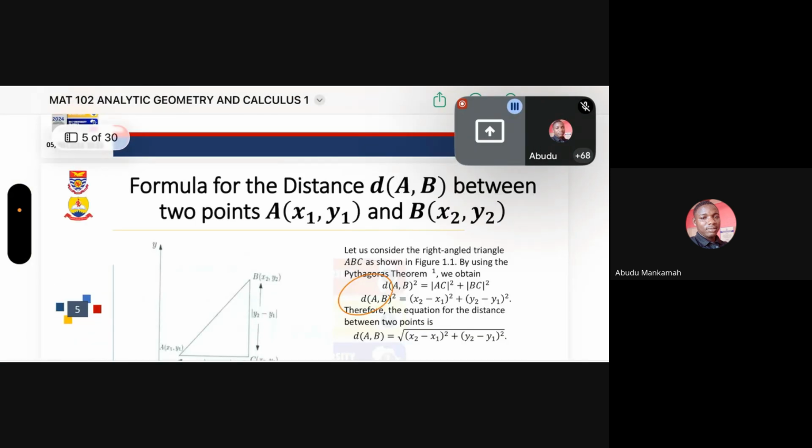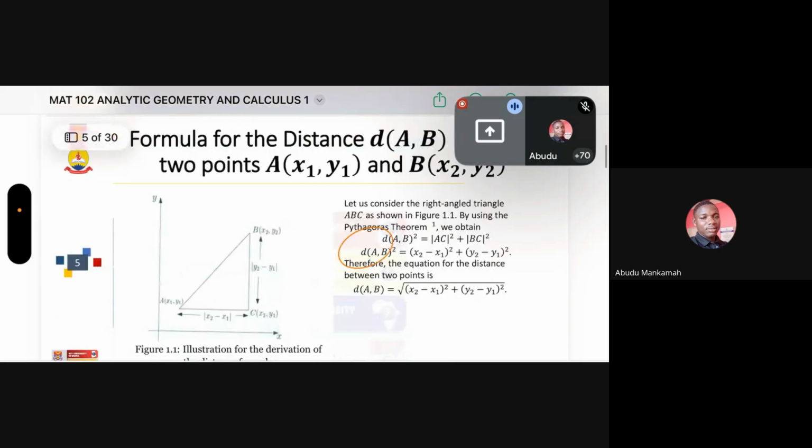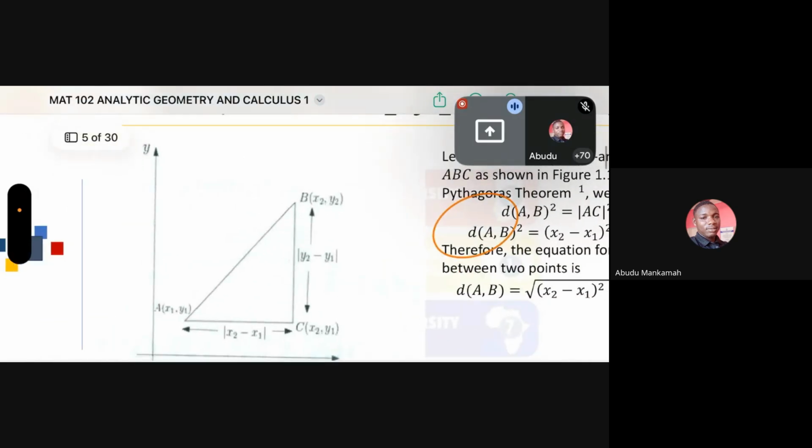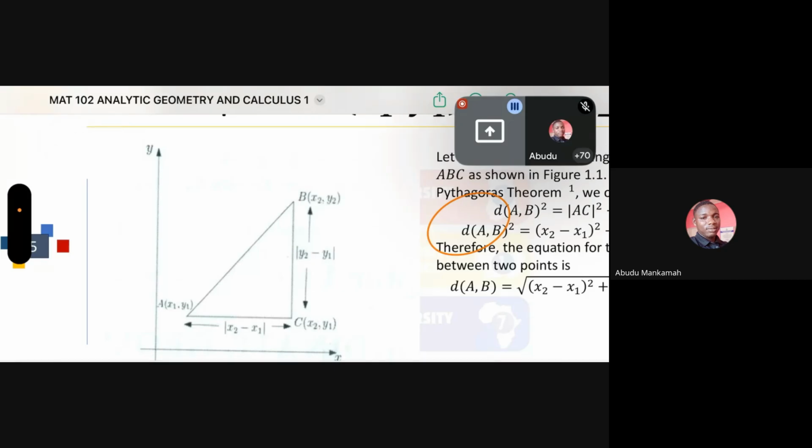So for example, I want to find the distance between the point A and B. So I have a point A and B. Please, can you see this point A and B? There's a straight line, and at the end of the line we have A and B. Please, can you see it? Yes, madam, we can see.